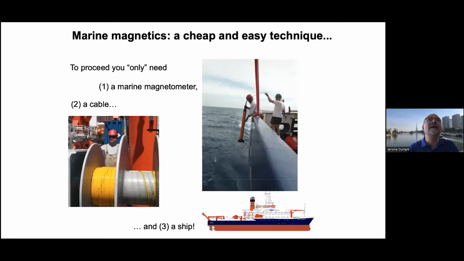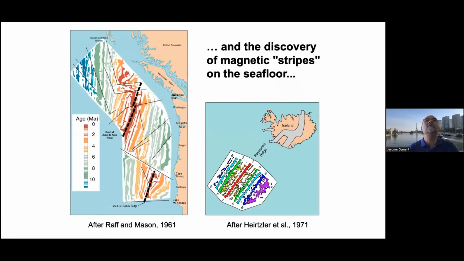So let's go with a general introduction. I am very sorry to tell you that we are speaking about something that is cheap and easy. Marine magnetics is a cheap and easy technique. To proceed, you only need a marine magnetometer, a cable, and, a little bit more importantly, a ship. If you have that, you can collect data everywhere in the world on the sea, and you can make discoveries of importance, like those people did in the 60s.